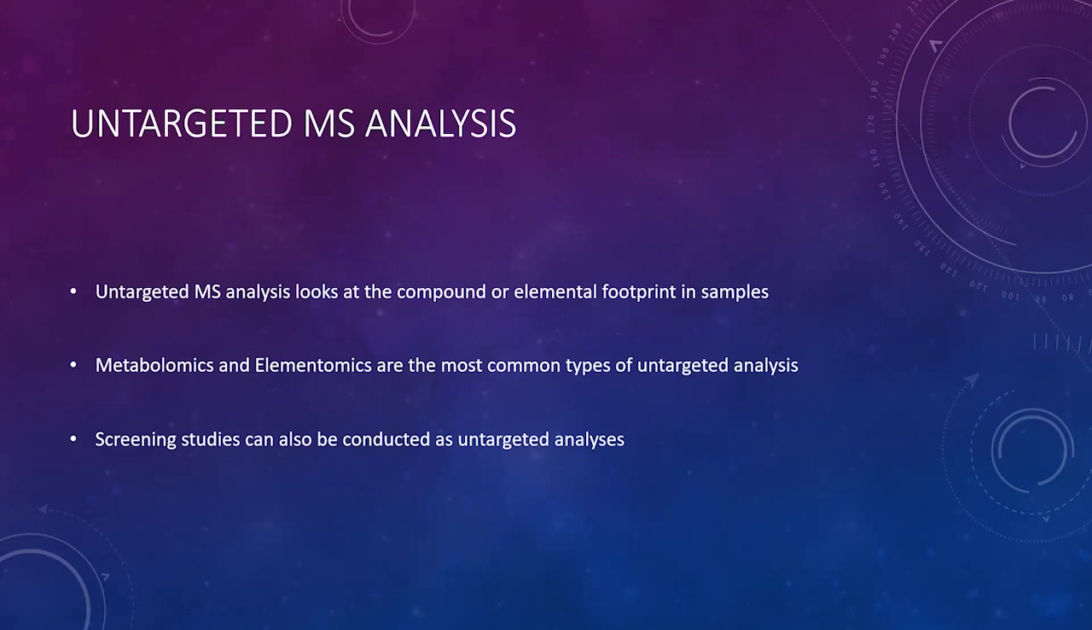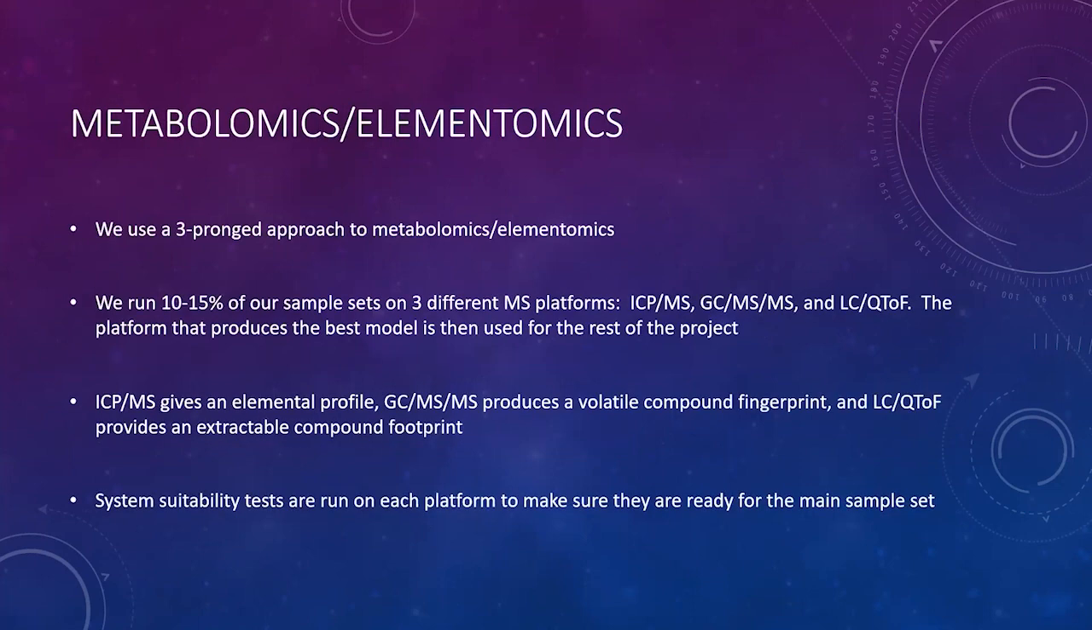Metabolomics is using liquid chromatography, high-res mass spec, and also gas chromatography mass spectrometry. Elementomics uses what we call ICP mass spectrometry, which is inductively coupled plasma, and that's how we look at multiple elements at one time. The other thing that we do with untargeted mass spec analysis is screening studies. And at the end of this program, I will show you a very interesting screening study that I've been working on for the last 2 years. So let's first look at metabolomics, elementomics.